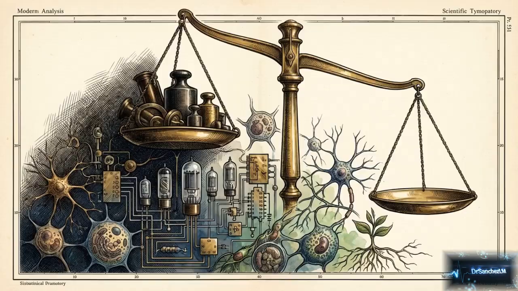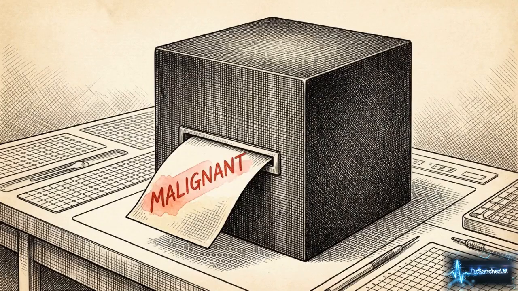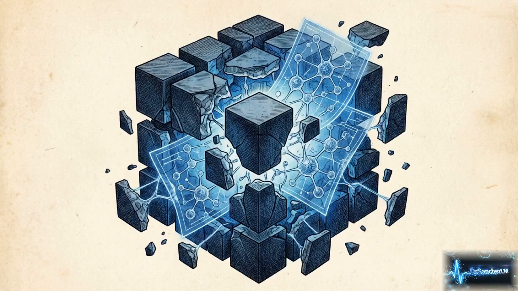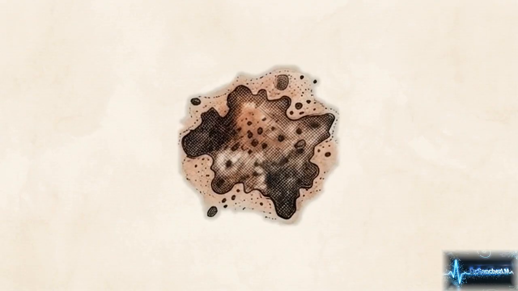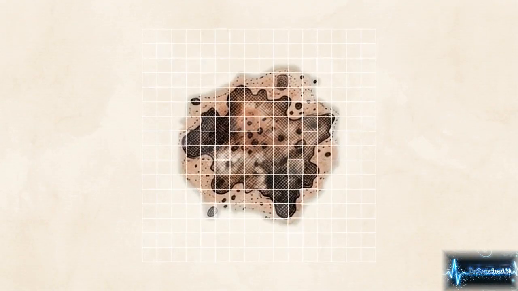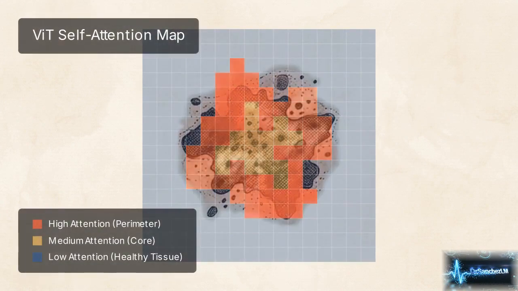Even with perfect data, doctors still face the black box problem, an algorithm that spits out a diagnosis but cannot explain its reasoning. That is why the field is actively shifting toward explainable AI. This graphic shows a vision transformer generating a self-attention map. These deep learning models process images by dividing them into distinct patches. The resulting heat map highlights the exact pixel boundaries of a lesion, showing precisely where the AI focuses.